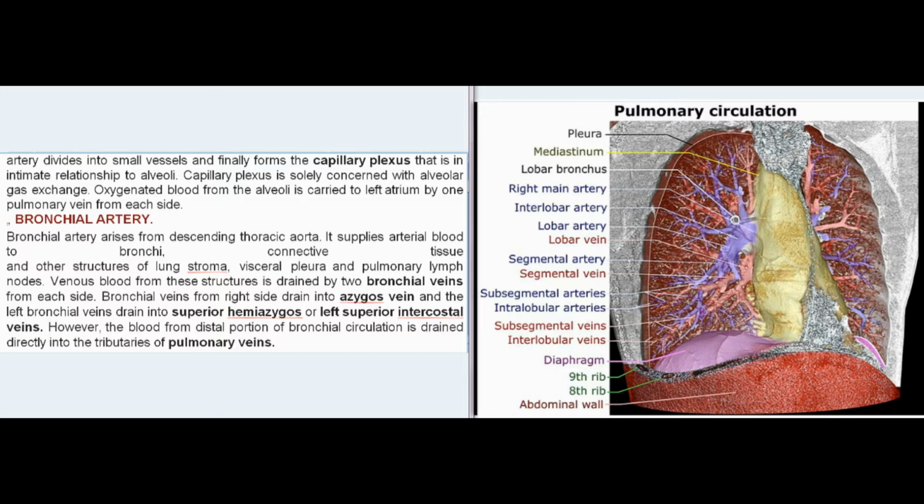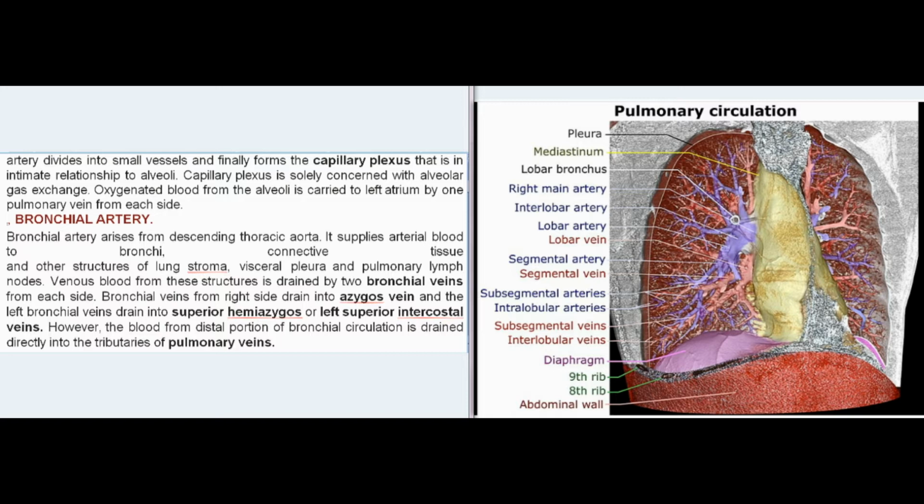Bronchial artery. The bronchial artery arises from the descending thoracic aorta. It supplies arterial blood to bronchi, connective tissue and other structures of lung stroma, visceral pleura, and pulmonary lymph nodes. Venous blood from these structures is drained by two bronchial veins from each side.